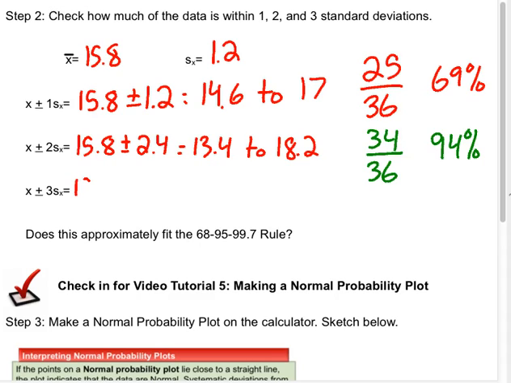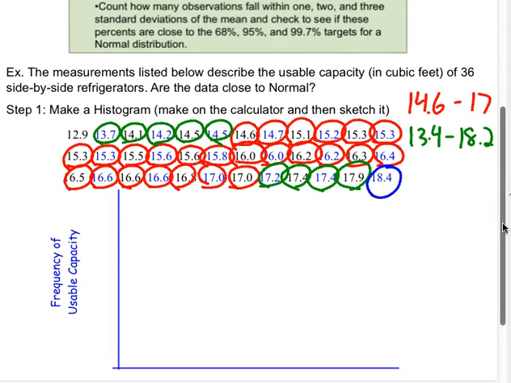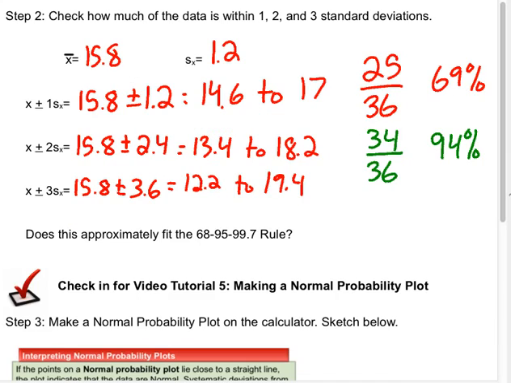And finally, let's do within 3 standard deviations. Okay, so within 3, 15.8 minus 3.6, we're going from 12.2 up to 15.8 plus 3.6, up to 19.4. If you go back and look at our data, you're going to see everything is encompassed now. All 36 data points are within 3 standard deviations.